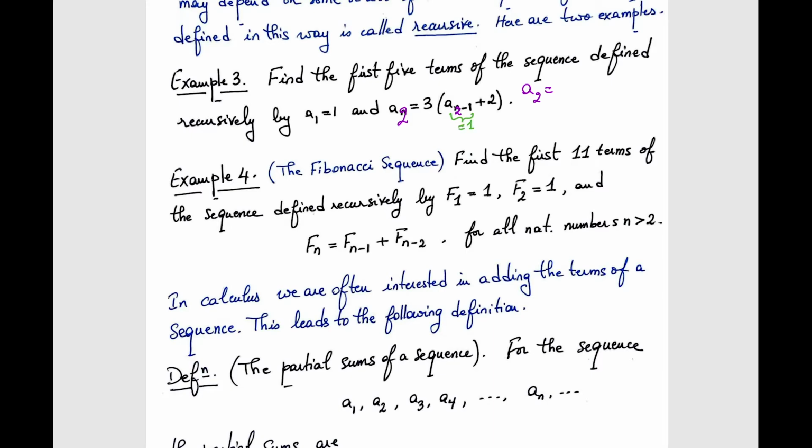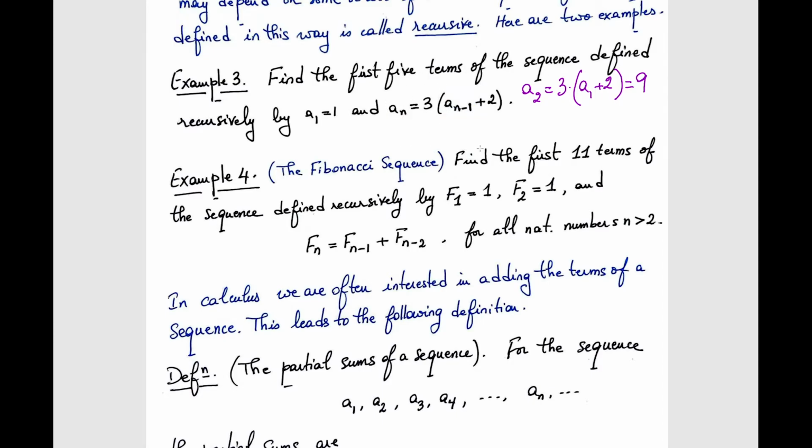So this whole thing becomes a sub 1, right? So a sub 2 is what? a sub 2 is 3 times the quantity a1 plus 2. And how much is a1? They gave it to us. This is 1. Make sense? So a2 is 3 times a1 plus 2. But a1, we know it's 1, right? And 1 plus 2 is 3. 3 times 3 is 9. Make sense? So this is how we find the second term. Let's keep going.